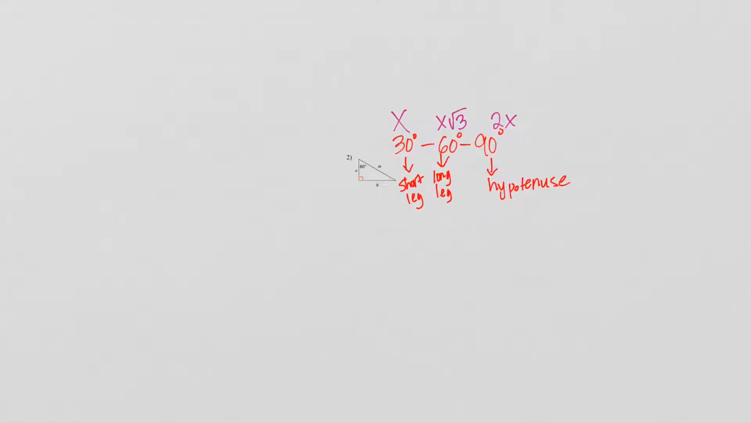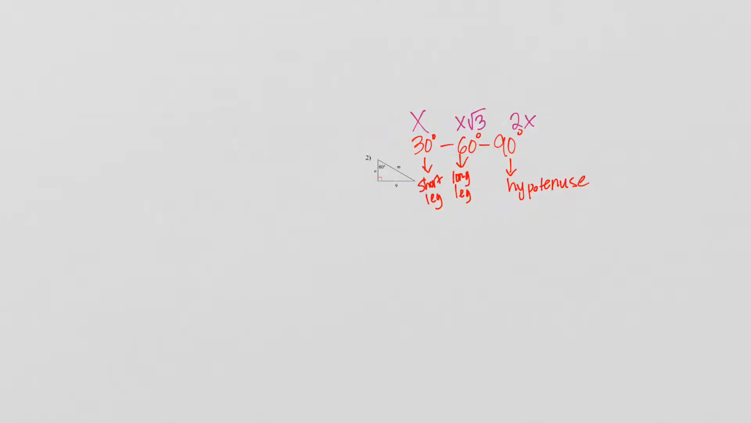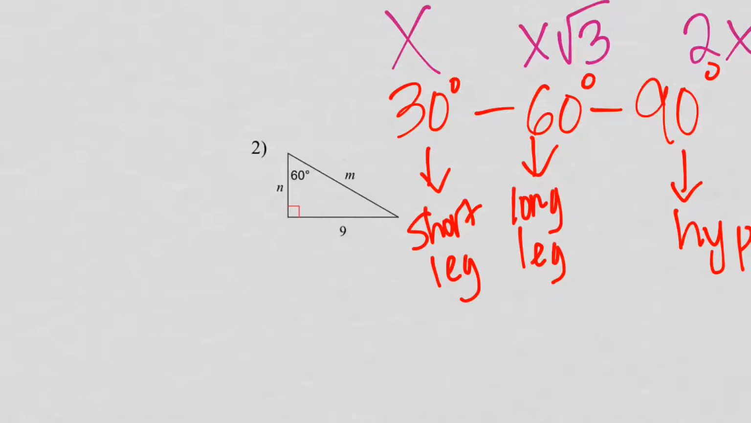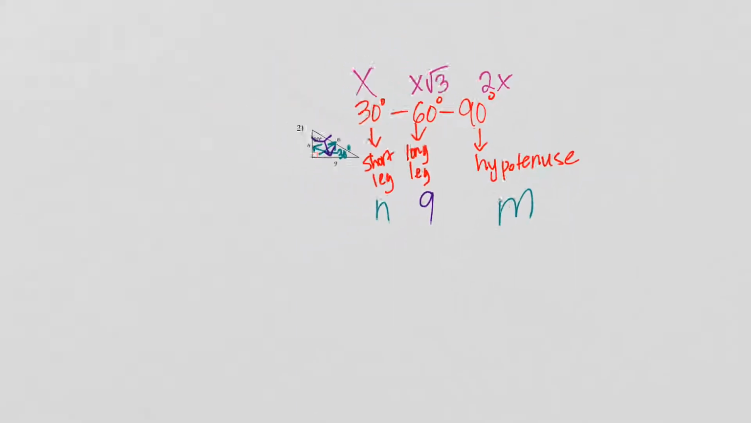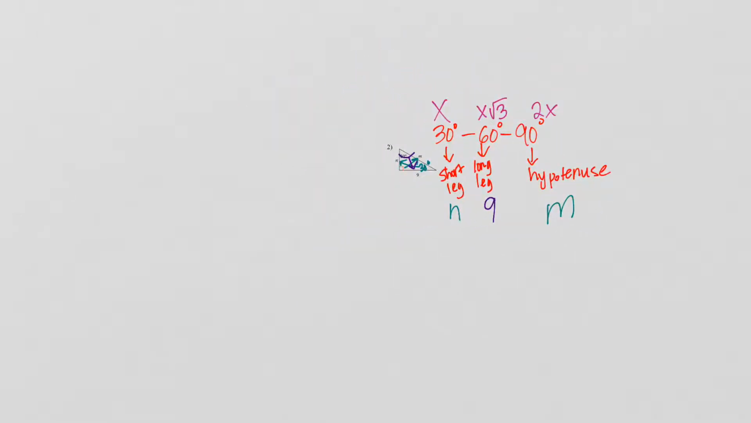You're going to do the same thing here. A 30 degree angle has an opposite side that's called the short leg. I know this is a 30 degree angle because my triangle has to add up to 180. So my short leg, the opposite side of the 30 degree angle, is n. The hypotenuse, opposite side, is m. And the 60 degree angle, which is called the long leg, is 9. So I know the value of the 60 degree angle.